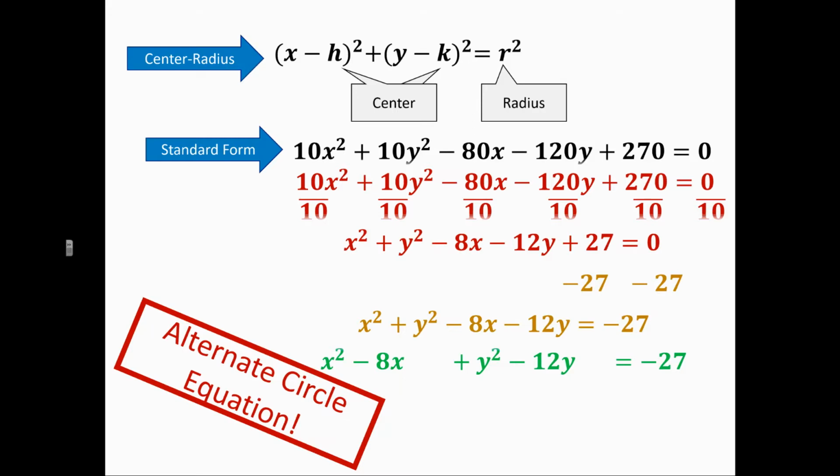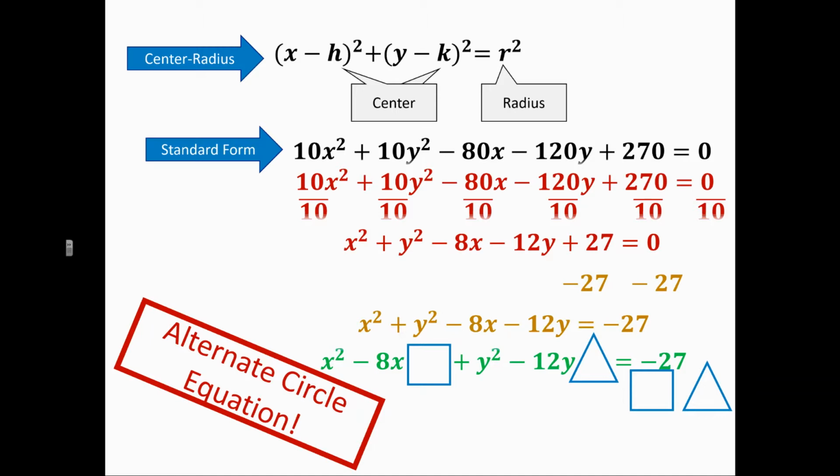Step 4. Step 4 is we need to add a box and a triangle. Now we add a box to the x's, we add a triangle to the y's. Notice whatever you do to one side of the equation, you have to do to the other side. So we've got to add a box and a triangle to our little constant over there.